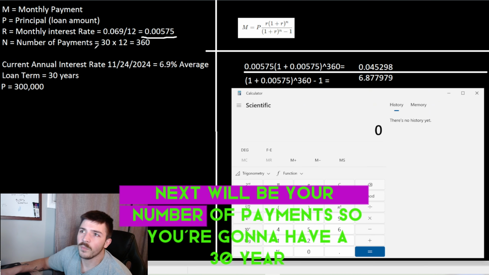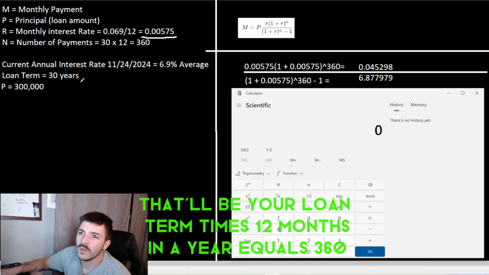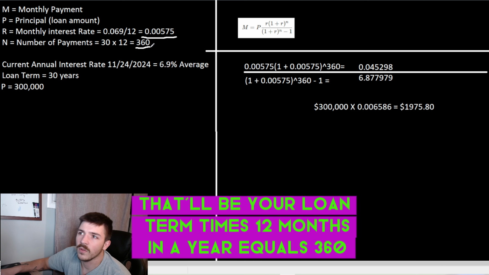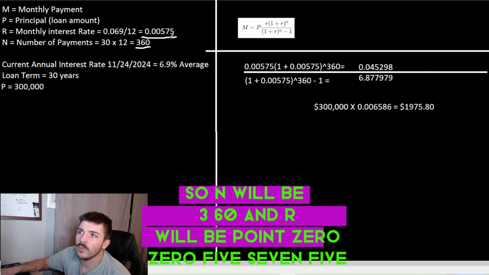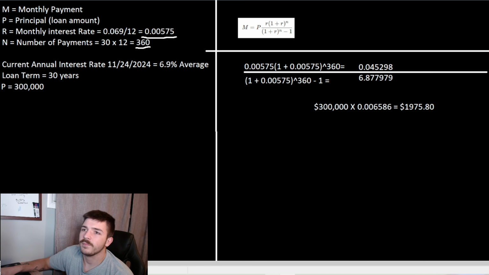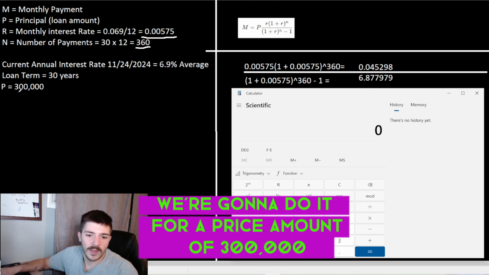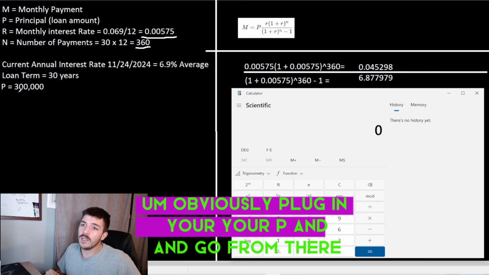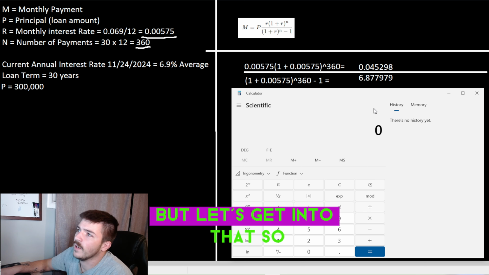Next will be your number of payments. So you're going to have a 30-year loan term, times 12 months in a year, equals 360. So N will be 360 and R will be 0.00575. We're going to do it for a price amount of 300,000. Obviously, plug in your P and go from there. But let's get into that.